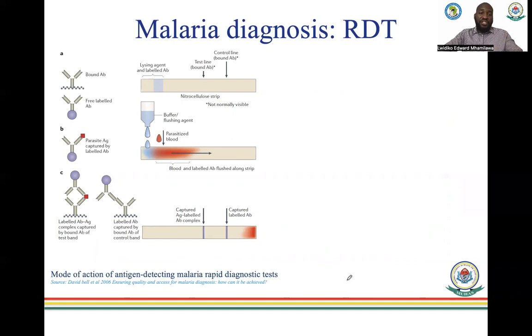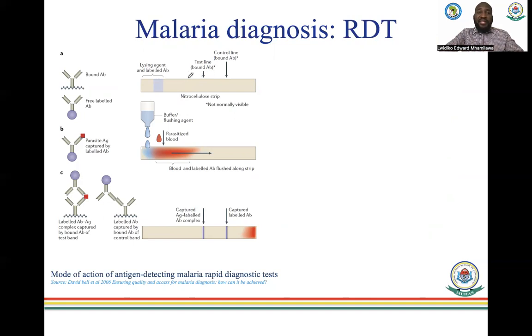a description of the mode of action of the antigen-detecting malaria diagnostic tests. So you have the bound antibodies, which are usually laid on the test, and then there's a labeling agent, which is labeled antibodies to the parasites. This depends on whether you're going to use LDH, or lactate dehydrogenase-based ones, or histidine-rich protein-based ones, or a combination of these. We're going to see them in a moment in the next slide.